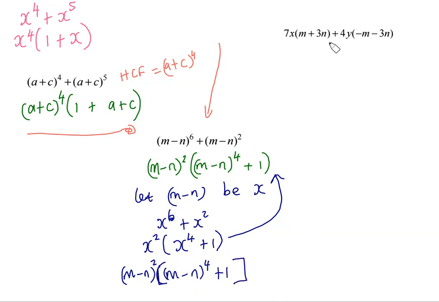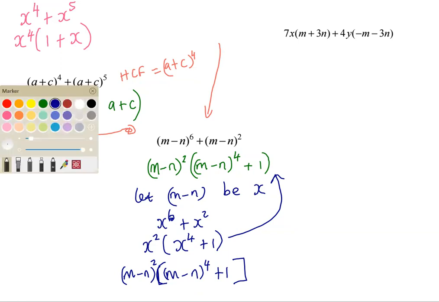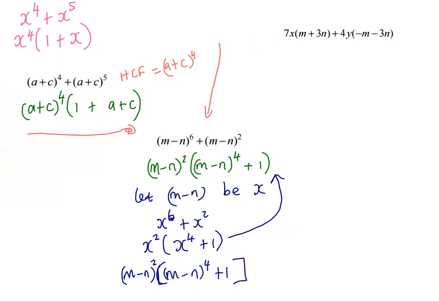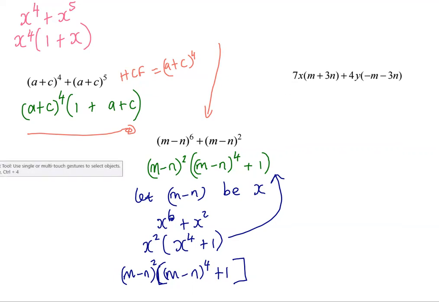Okay, let's look at this one here. We have got 7x, (m plus 3n). Then we have got negative m, negative 3n inside here. So what you need to understand here, remember, we are upgrading here. We are going up. It gets tricky as we go up. So here, we need to understand something new.